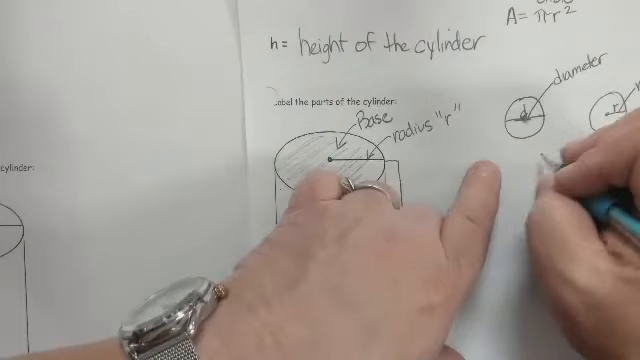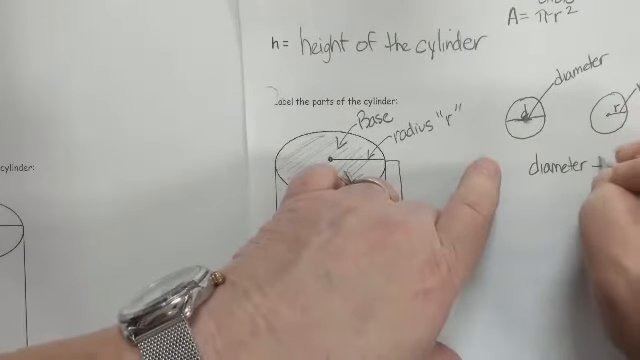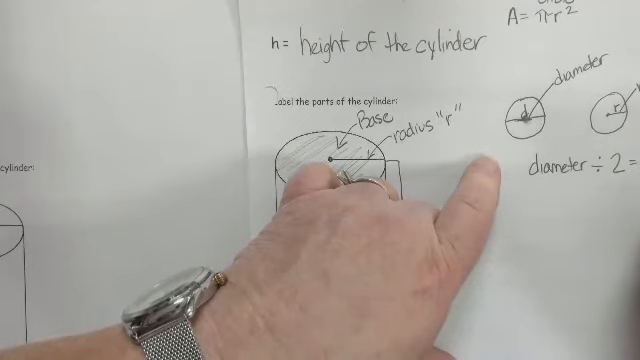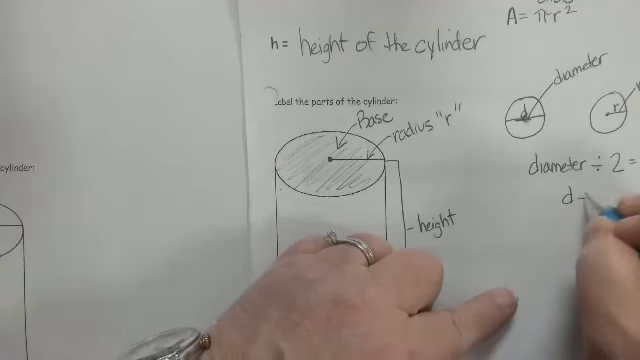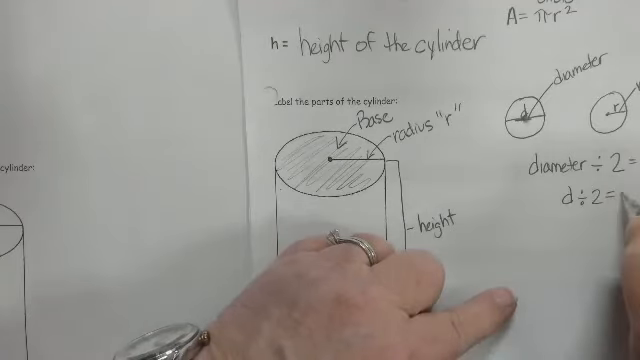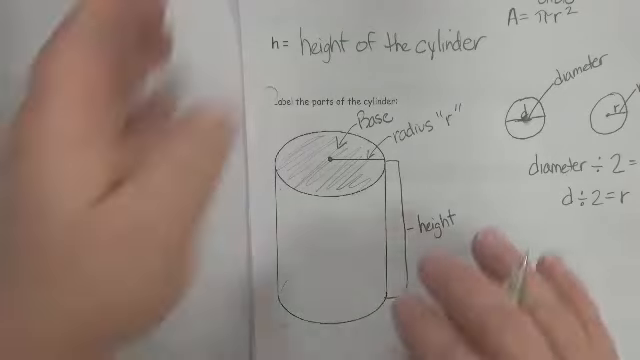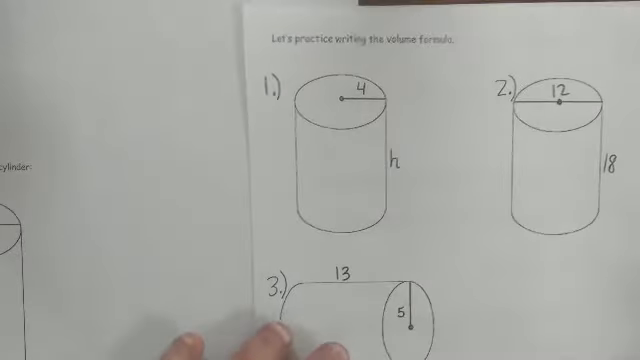I hope you said you take your diameter and divide it by 2, and that will equal your radius. So another way I'm going to write that is D divided by 2 equals R. Okay? All right, so we've looked at the parts here. Now let's turn our page over and let's practice just writing the information about the cylinders that we have.